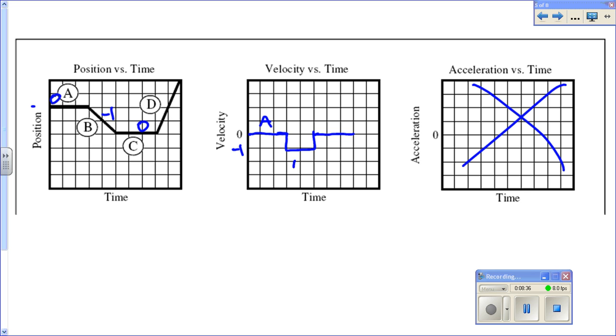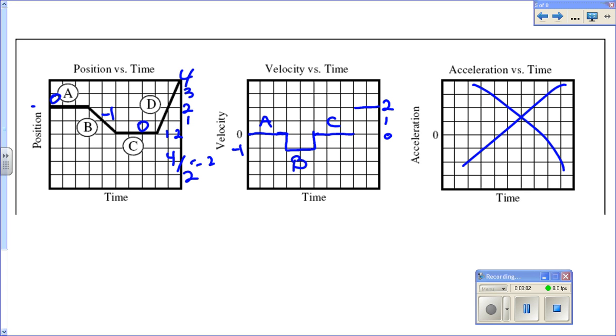So we translate that into this. At A, our slope is 0. At B, our slope is negative 1. And at C, our slope is 0. Then at D, we go 1, 2, 3, 4 up, and we go over 1, 2. 4 over 2 is 2. So we want to come up here to the positive 2.